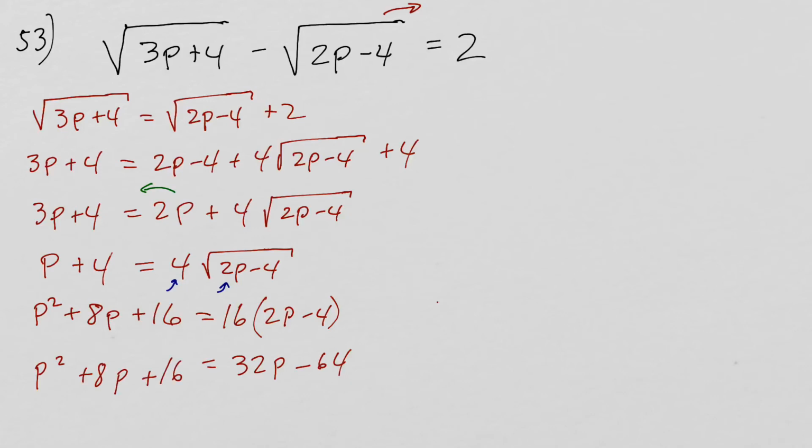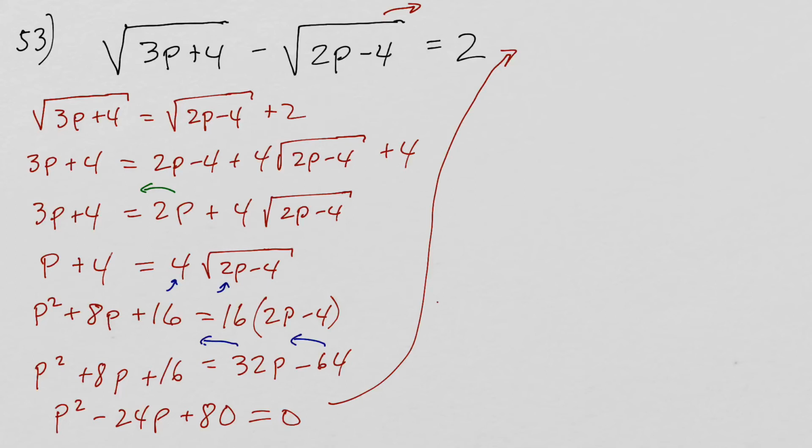Now this is a quadratic equation because I have a variable that's being squared. So to solve this, I need to set it equal to 0. So I'm going to bring my 32p to the left by subtracting it. And I'll get 8 minus 32p is negative 24p. And I'll bring my 64 to the right by adding it. And I'll get 16 plus 64 is a positive 80. And now this is equal to 0. So let me bring this up here to continue. I'm going to factor this to solve.